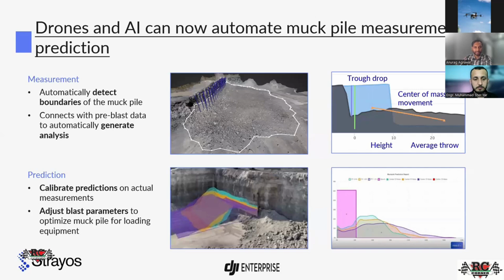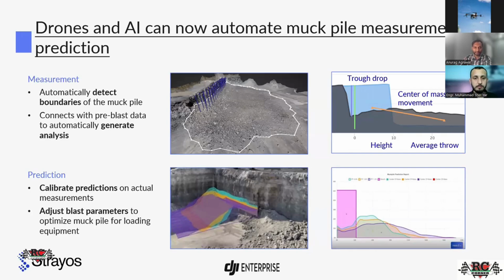By this, you can analyze the pile height, what is the throw direction, what is the drop spread of your muck pile, where is the center of mass movement. So all can be analyzed through the AI only, with no manual intervention or marking of boundaries required. All will be done by the AI.